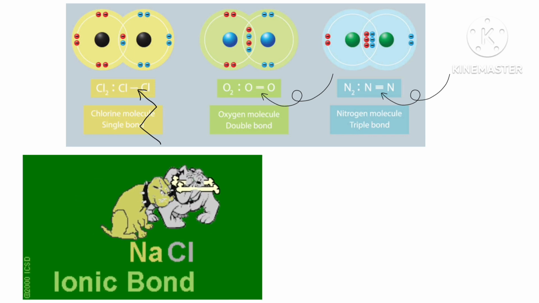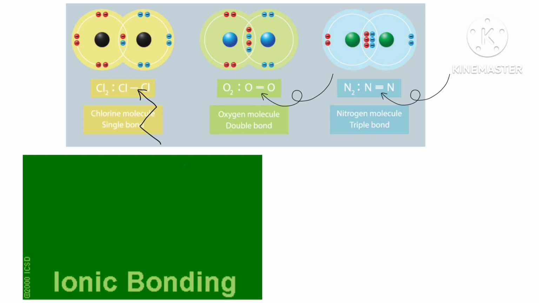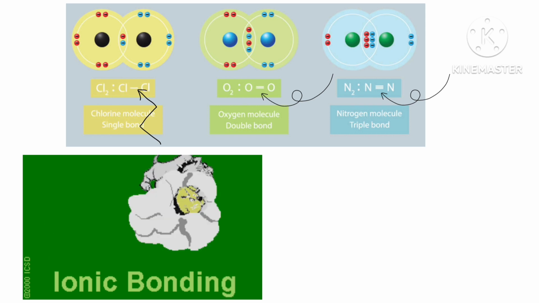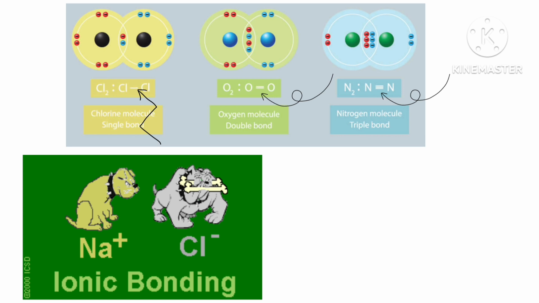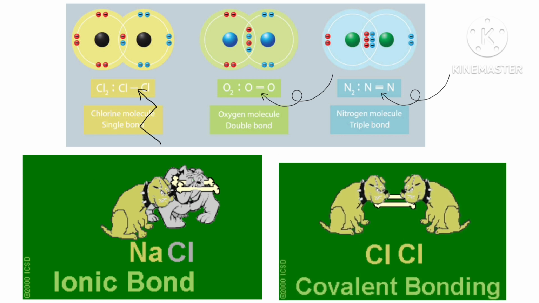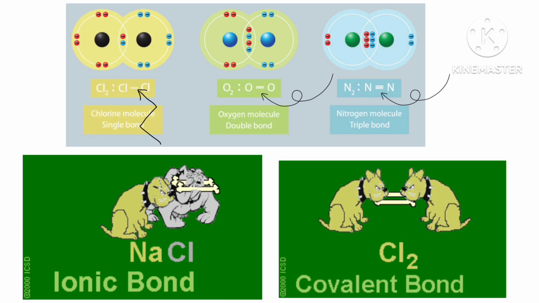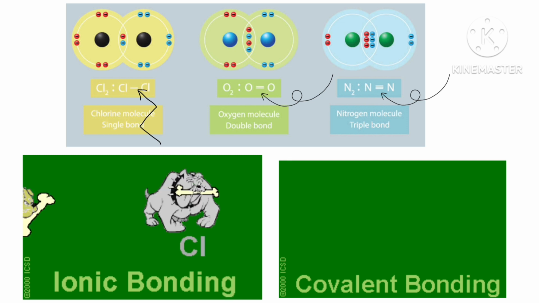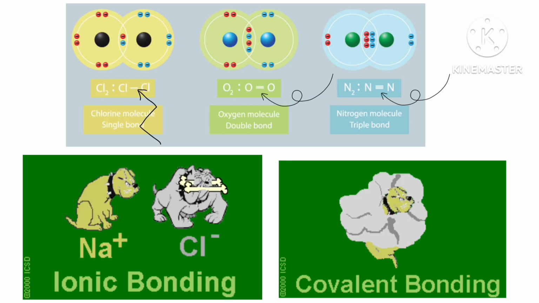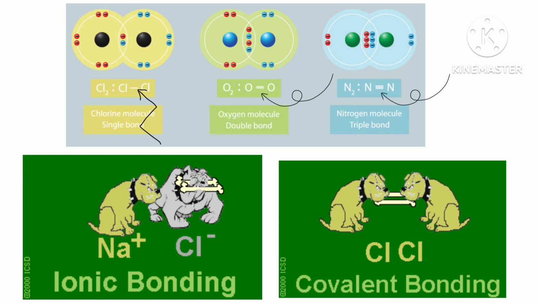So now we can see that ionic bonding is actually like two dogs fighting and one dog steals the bone of another dog. So they form the ionic bond. And covalent bonding is when two dogs are fighting and they share the same bone. That is covalent bonding.